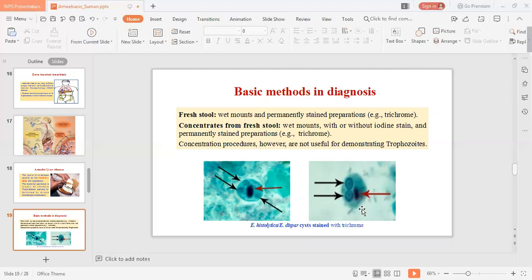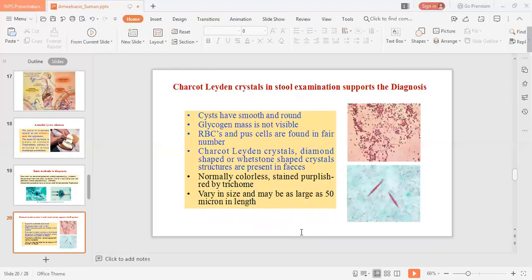So if you stain it using trichrome dye, the cell will stain and it will look like this. So via microscopic study you can identify this. But again, one more staining process is there, using Charcot Leyden crystals. This is again a staining process of stool examination to support the diagnosis of Entamoeba histolytica.